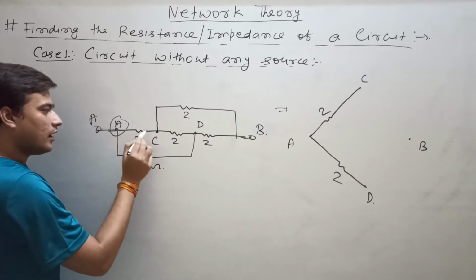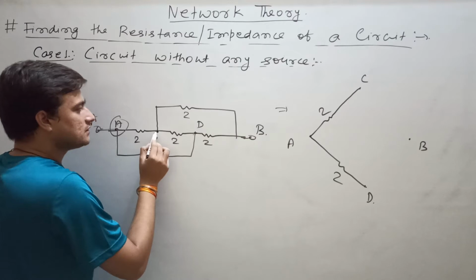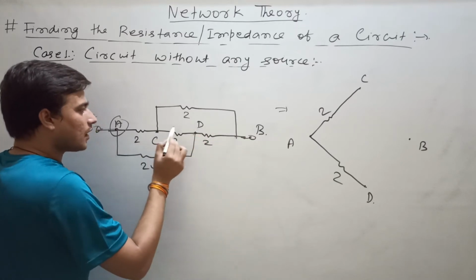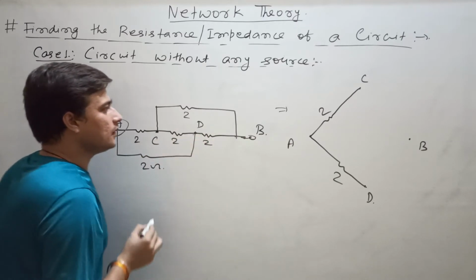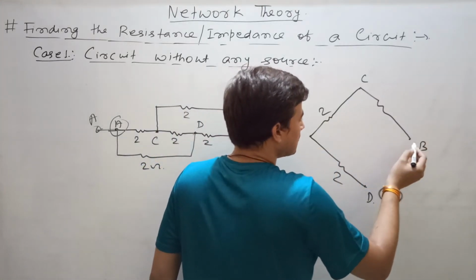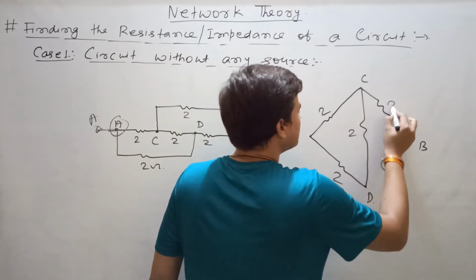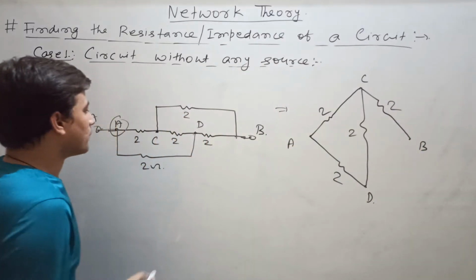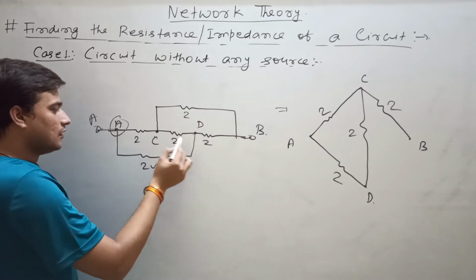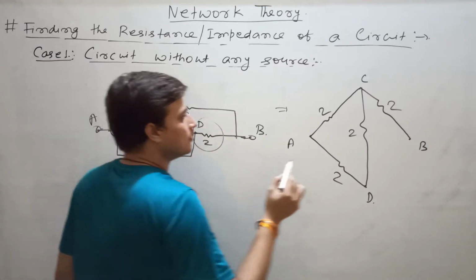Come to this point. C to A, we have already made the connection. Now here you see there are 2 connections. One is C to B, and the other connection is C to D. So the C to B connection is this and the C to D connection will be this. All are 2 ohm. Now come to D. You have already made this connection, so only one connection is left, D to B.